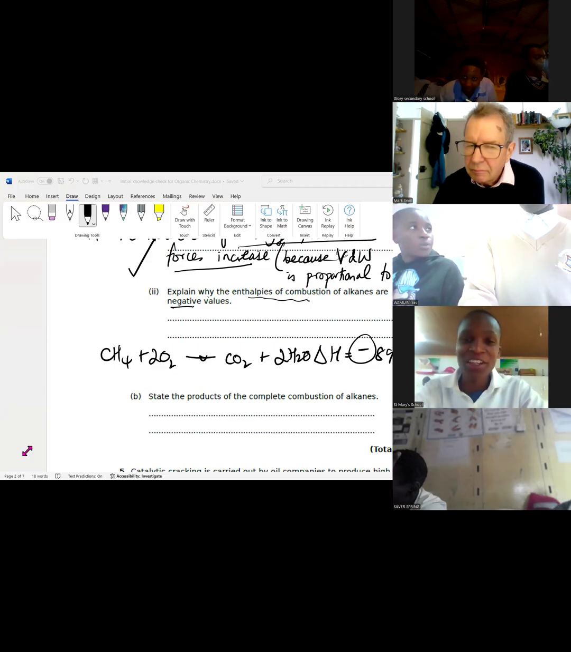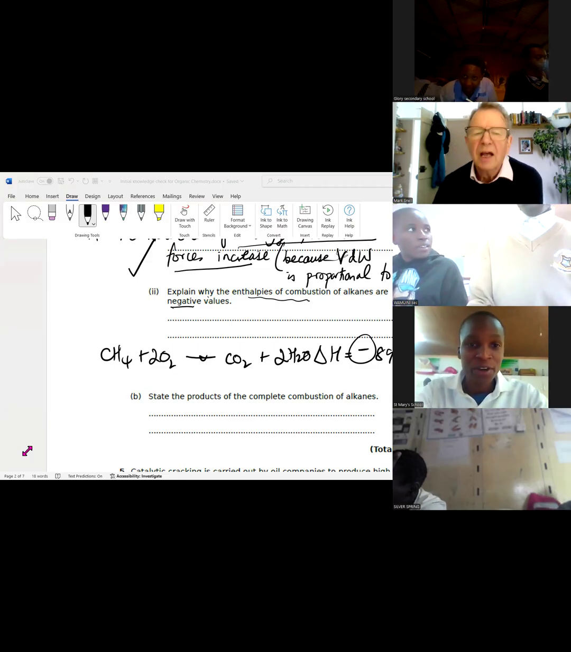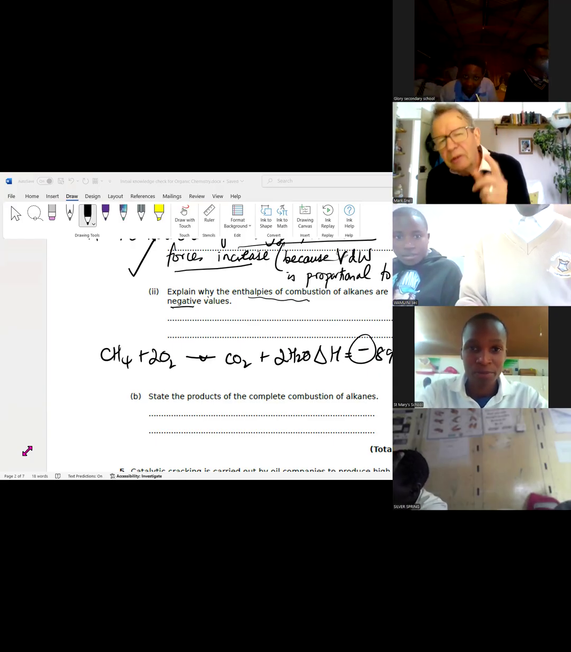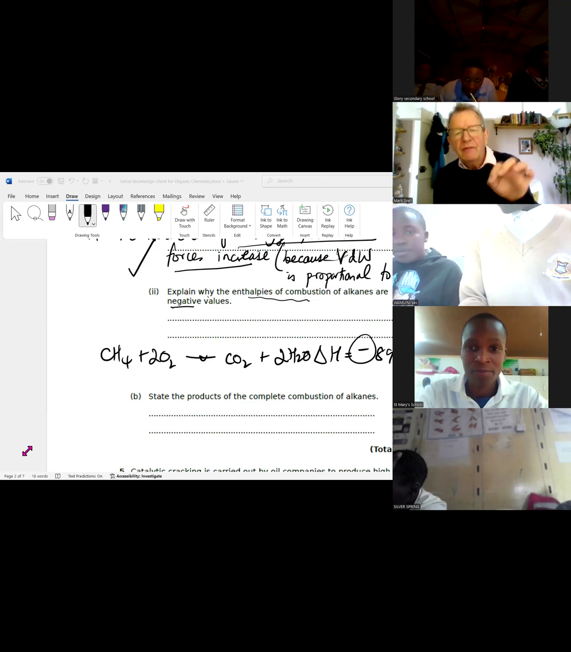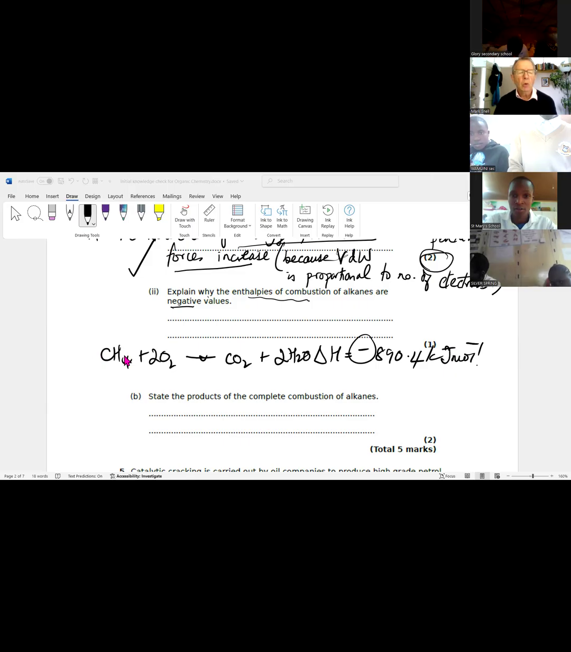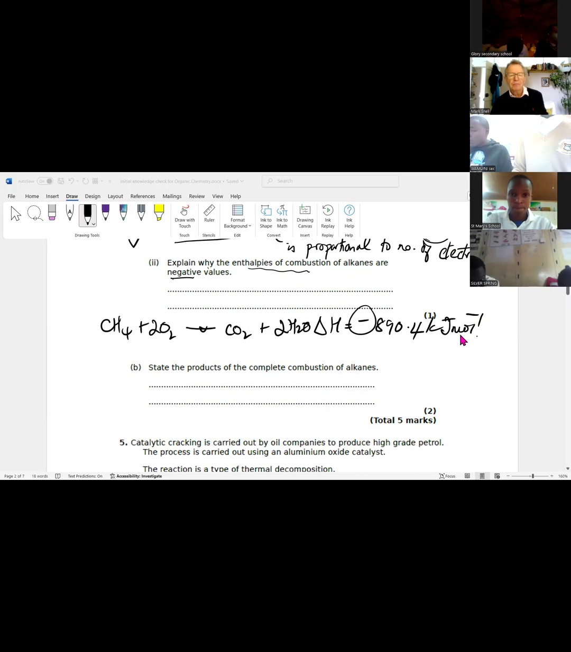I think the reaction is exothermic. Yes, and therefore heat is lost. Good, that's it. You would get the mark for the reaction is exothermic. It would be good to add, therefore heat energy is lost from the reaction. That's what it means. If you look at my equation, it says 1 mole of CH4 reacts with 2 moles of oxygen to make 1 mole of carbon dioxide and 2 moles of water, and it loses 890.4 kilojoules of energy. That's what it means. It means it loses that.